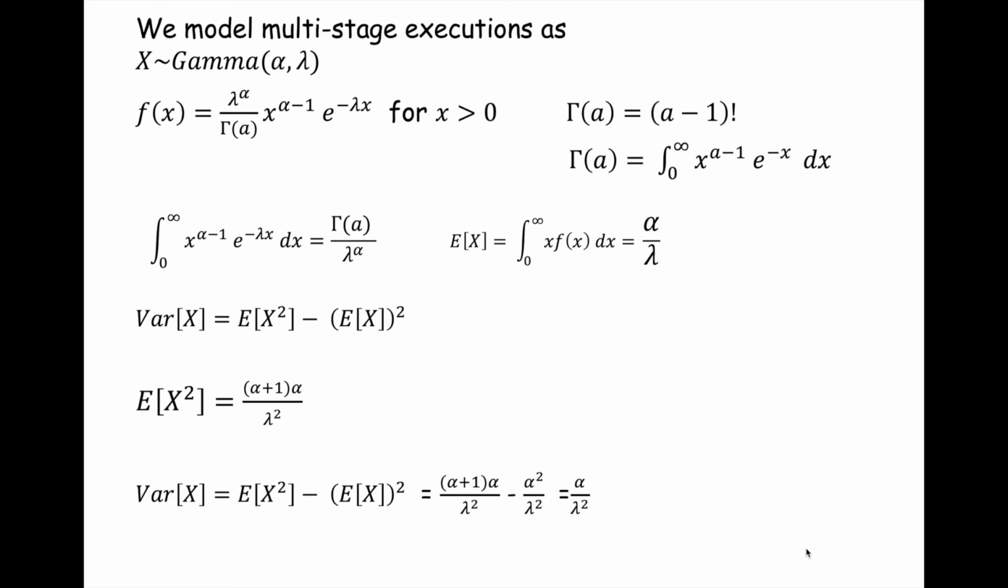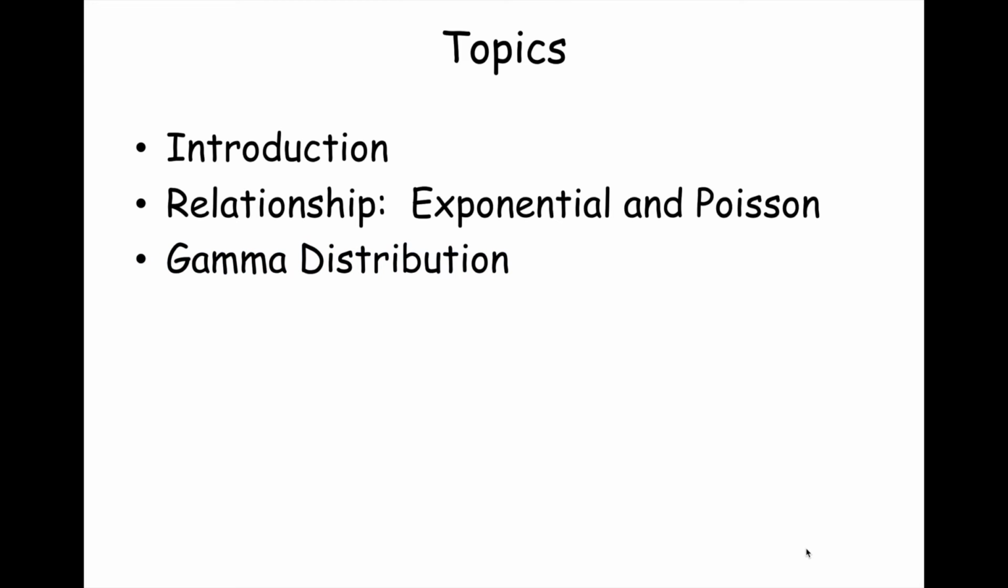So whenever you want to compute the variance, you start out with the expectation, you use the variance equation, and then you solve for E of x quantity squared, and then you subtract. Okay. All right, so that's our gamma distribution.